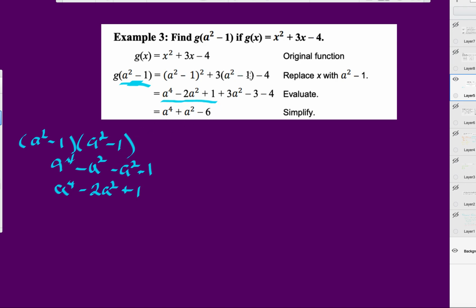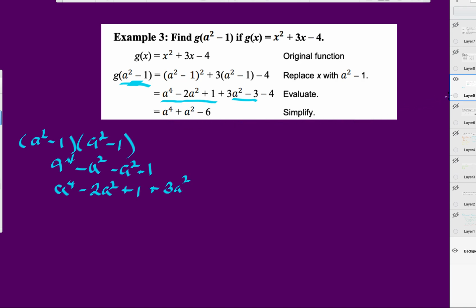All right, the next piece is inputting for x, right? A squared minus 1, and then you're just distributing 3 to it. So we're going to add to it plus 3a squared, and that's what they get here, minus 3, and then minus 4 is the constant back here. So we have plus 1, minus 3, minus 4, so we have -6. That's why we end up with -6. A to the 4th remains the same. We do have two a squared terms, so -2 and positive 3 is positive 1, and that's how we end up there.